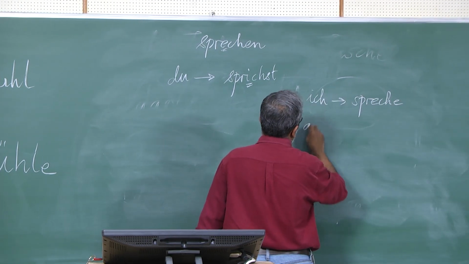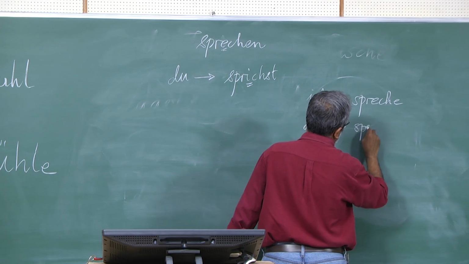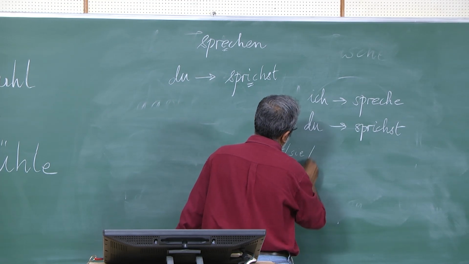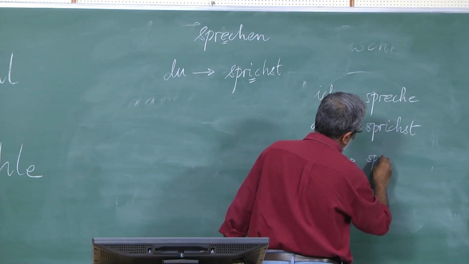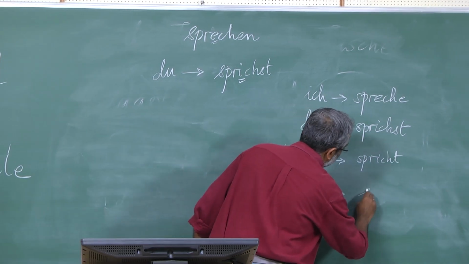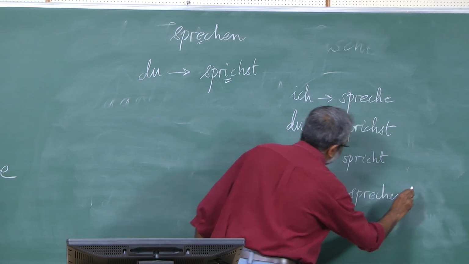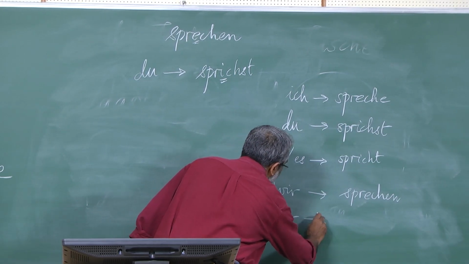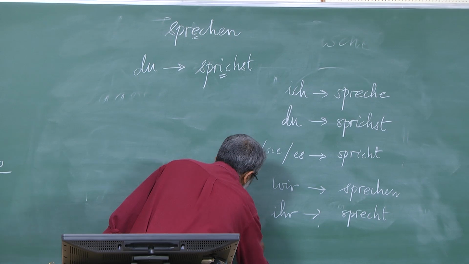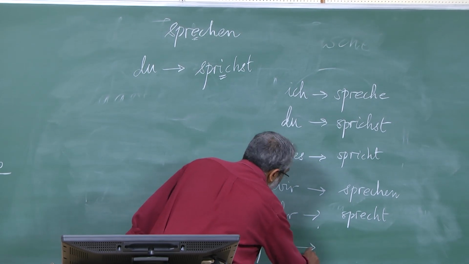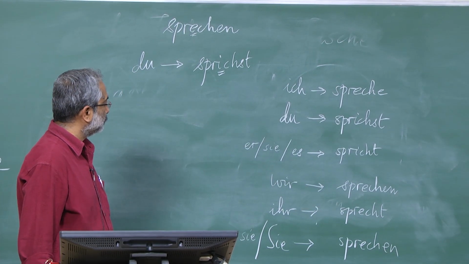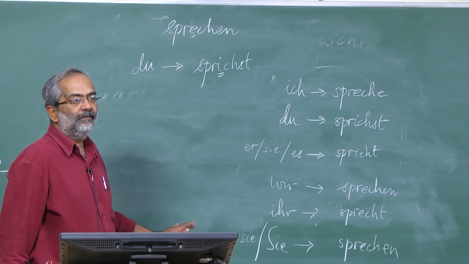Ich spreche, du sprichst, sie, es spricht, wir sprechen, ihr sprecht, and sie sprechen. This would be the entire conjugation table for sprechen, which is to speak.